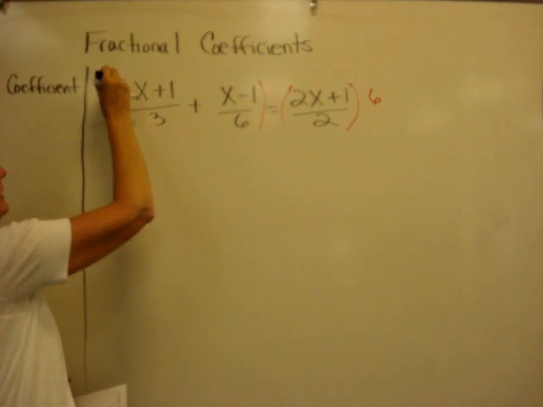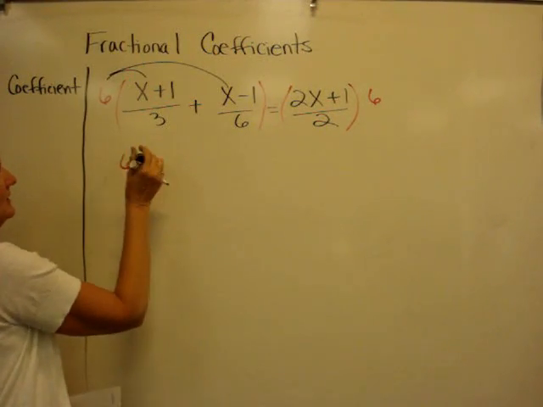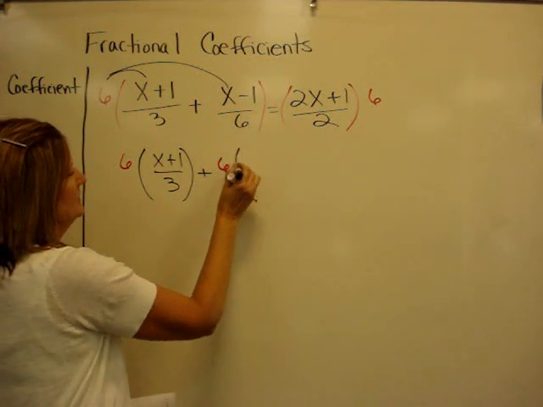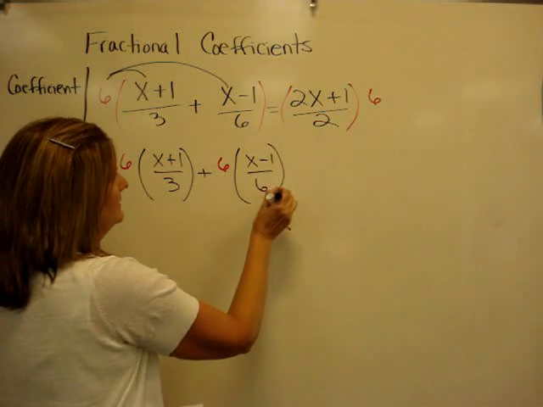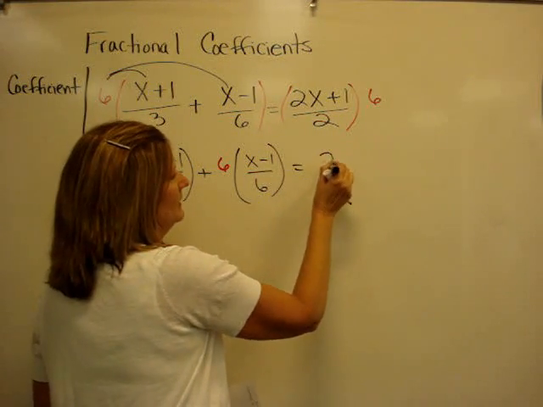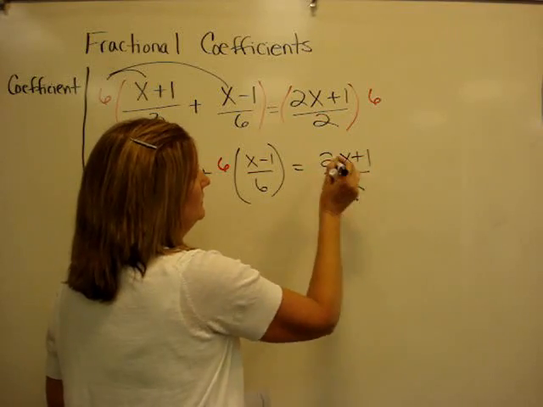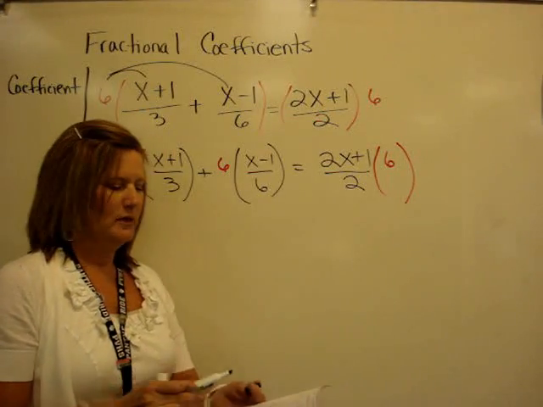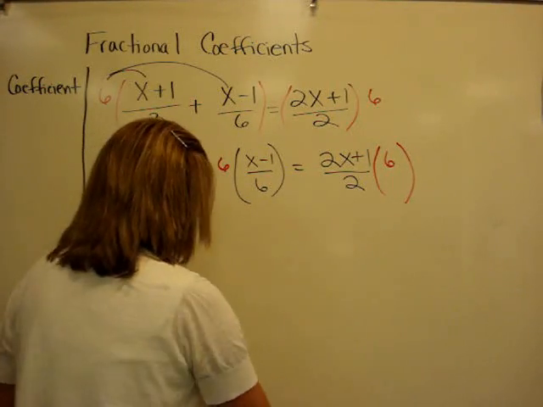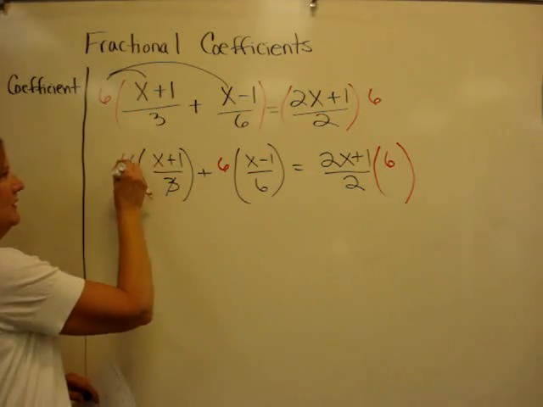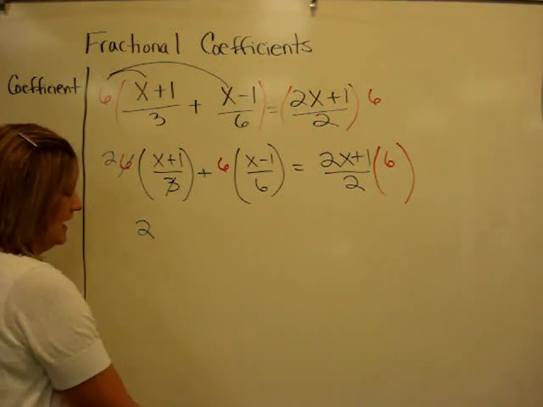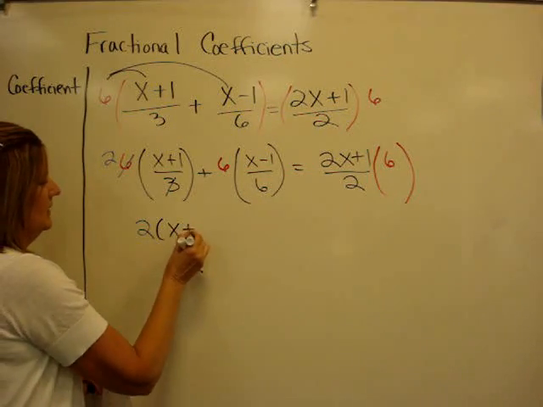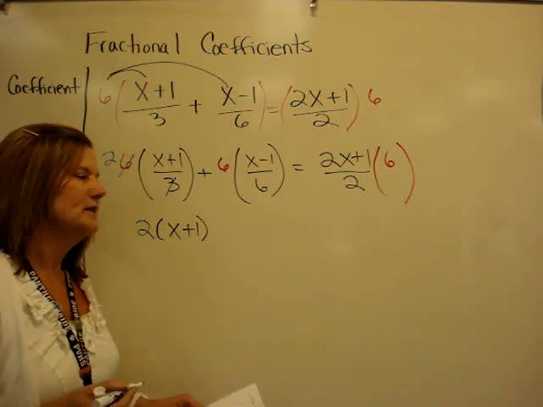Again, it's the distributive property. I'm not doing anything different. So I have 6 times x plus 1 over 3 plus 6 times x minus 1 over 6 equals 2x plus 1 over 2 times 6. I'm going to reduce, that's all I have to do. 3 goes into itself once, into 6 twice. What I have now is 2 times this quantity of x plus 1. So don't forget that that's a quantity, it's the whole thing.